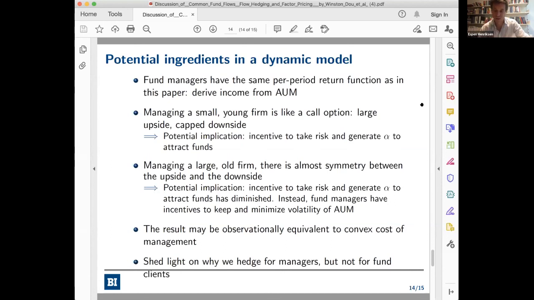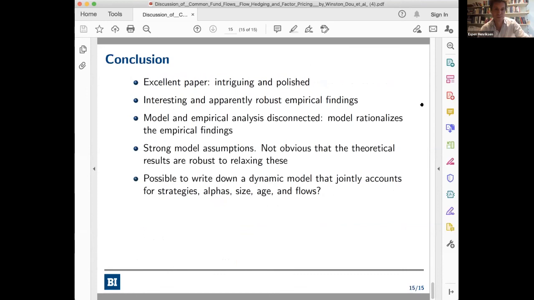So it's 45, then I should wrap up. So this is an excellent paper. It's really intriguing and it's polished. I think the empirical findings are both interesting and, as far as I was able to find, really robust. There is, however, that the model and the empirical analysis seem a little bit disconnected, and the model rather rationalizes the empirical findings.